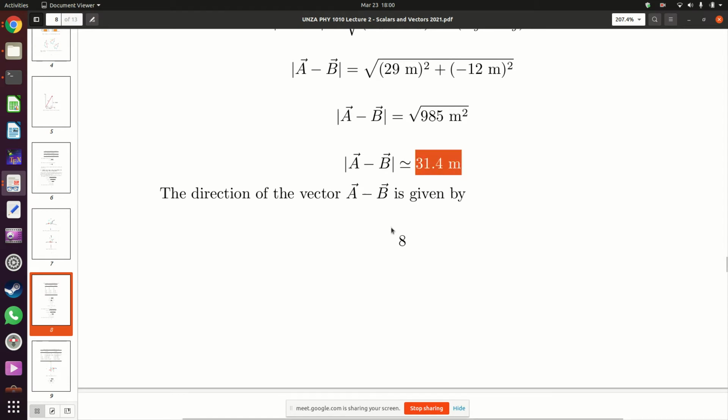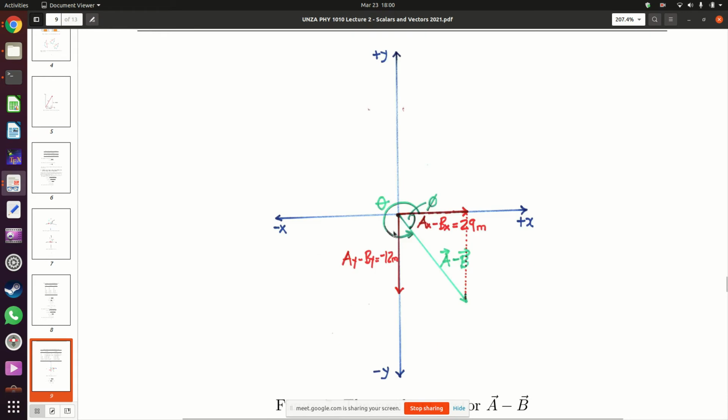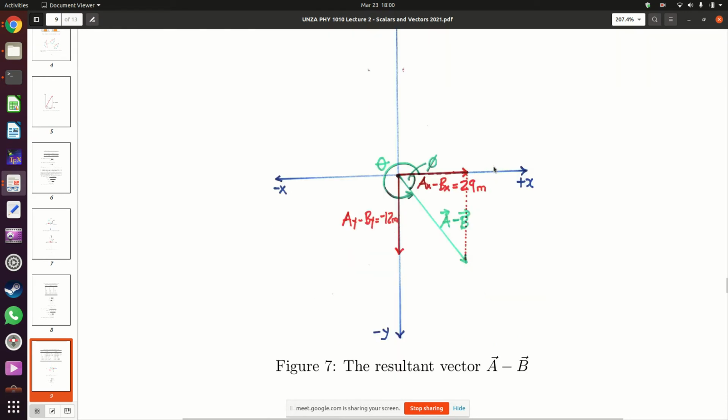Okay. Next is the direction. We need to find the direction. The direction we are interested in when it comes to a minus b is the angle from this positive x-axis. From the positive x-axis, we move anti-clockwise like that until we meet this a minus b in the fourth quadrant. So the angle we are interested in is theta, the angle outside, this angle, theta. We always want theta. The angle outside, that's theta.